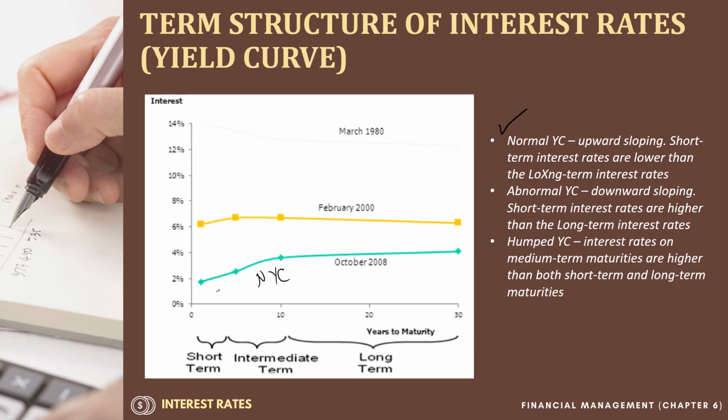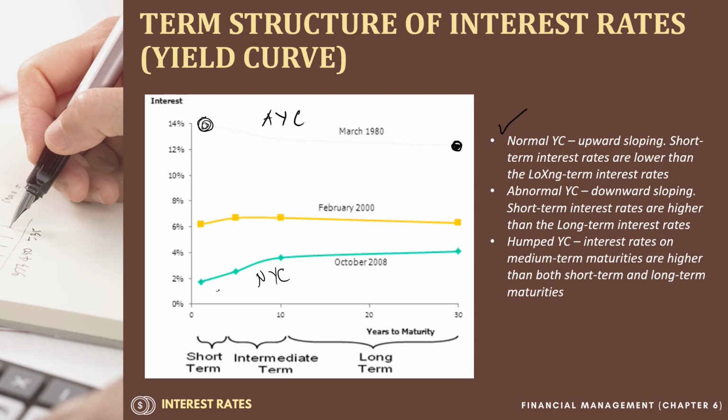And then another yield curve is the abnormal yield curve, which is downward sloping. So short-term interest rates are higher than long-term interest rates. As you can see here, in March 1980, this is the abnormal yield curve, since the short-term interest rates are higher than the long-term interest rates, okay?